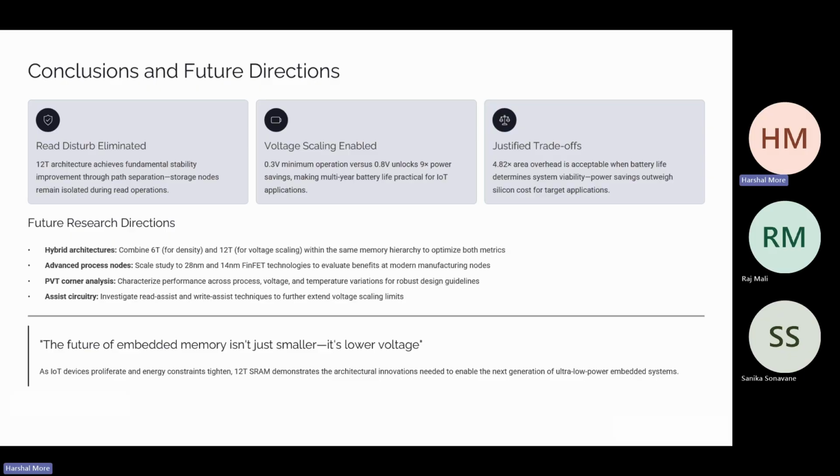Looking ahead, the next steps involve hybrid memory architectures that combine the strengths of both 6T and 12T cells, as well as scaling down to modern process nodes like 28 nanometer and FinFET technologies. We move toward a future dominated by connected devices, where embedded memory isn't just smaller, it's smarter and lower in voltage, giving efficient performance.